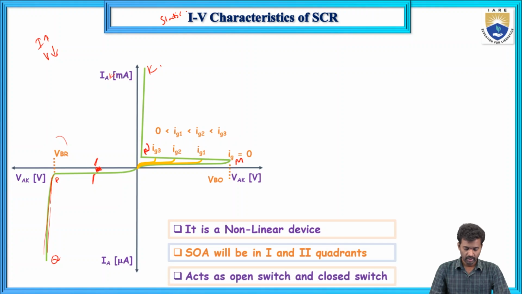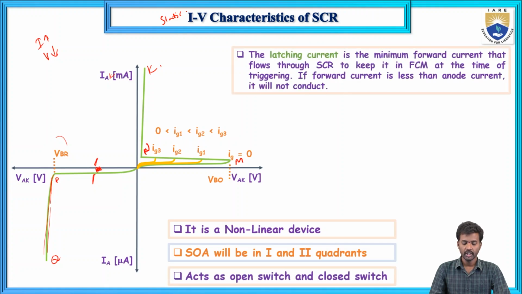Here it acts as an open switch and a closed switch. We have two terms, the first being latching current. It is the minimum amount of forward current that flows through the SCR to keep it in forward conduction mode. That is IL, the latching current. At the time of triggering, if the anode current is less than this latching current, it will not conduct.